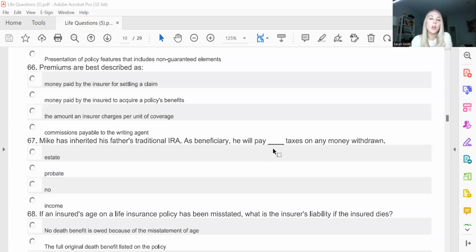Premiums are best described as what? And this one is, let me just double check, because this one always confuses me. Premiums are money paid by the insured to acquire a policy's benefits. Money paid by the insured to acquire a policy's benefits. Pretty straightforward.